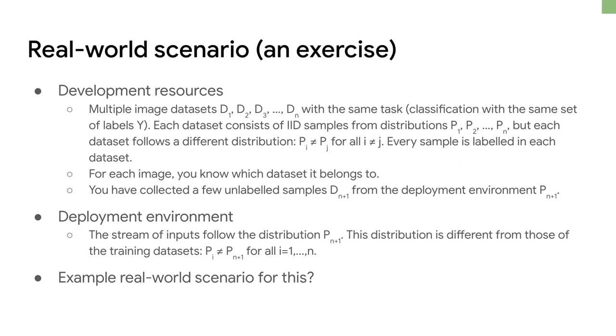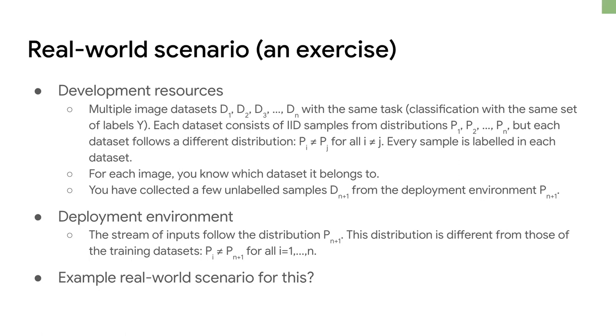So here we have an example. Let's read it. I don't remember what the answer for this is. So development resources, you have multiple image databases, D1 to DN, with the same task of classification, or the same set of labels. And the data set consists of IID samples from distributions P1 to PN. Not saying that P1 to PN are identical, but each sample is IID within these distributions. And the distributions are pairwise different, of course.